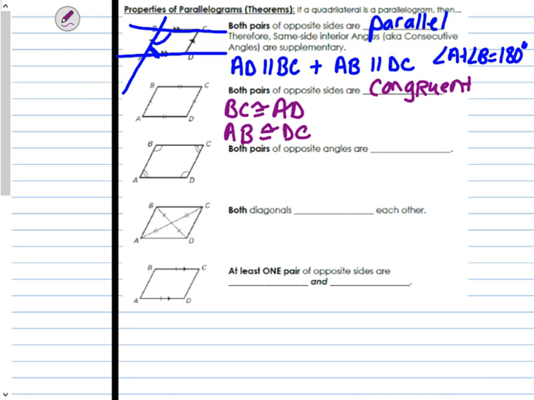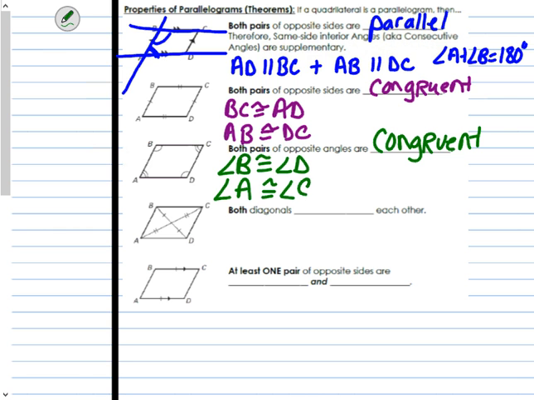If a quadrilateral is a parallelogram, then both pairs of opposite angles are also congruent, or equal. So angle B is congruent to angle D because they are opposite from each other, and angle A is congruent to angle C because they are the angles that are opposite of each other.